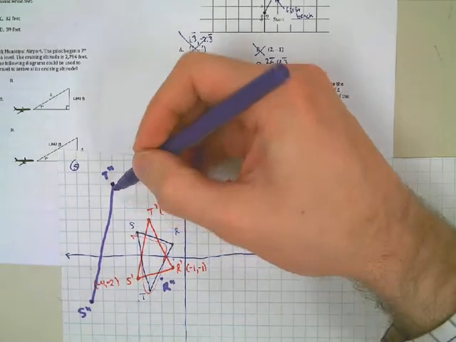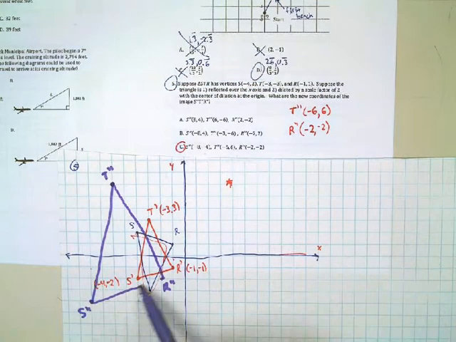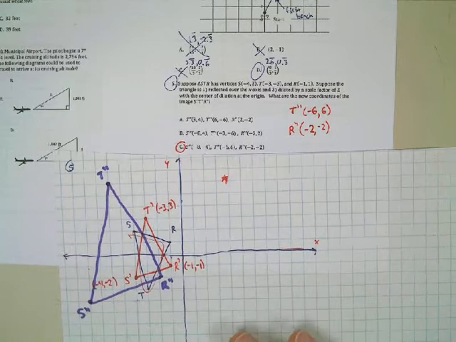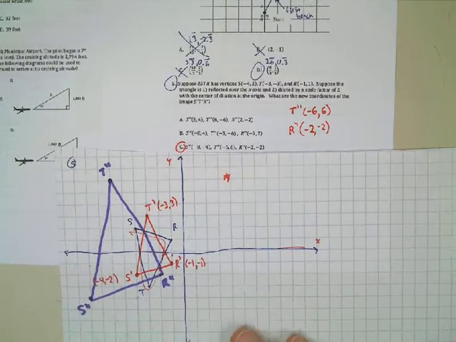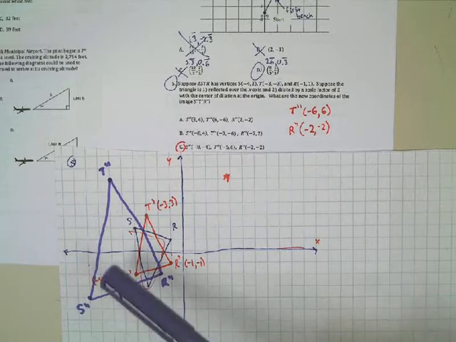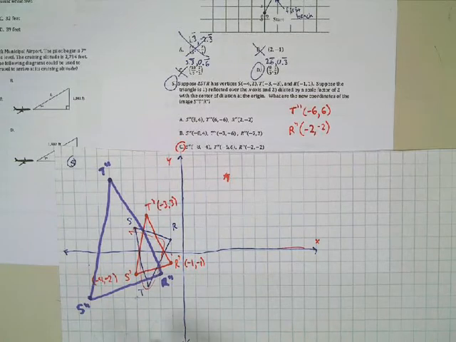You can very clearly see that it did change its size. What happened to the red shape to the purple shape? Did the purple shape get bigger or smaller than the red shape there? Yeah, the purple shape got bigger. The image, the dilation, made our shape bigger.